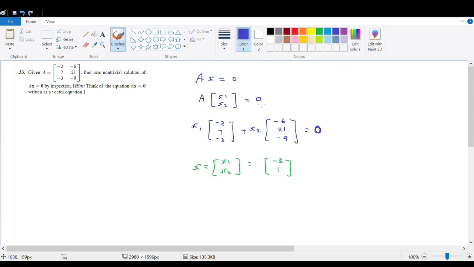So this equation is true. If we take x equal to minus 3, 1, we get that this is true. Also, you can take another x. For example, if you swap these, for example 3, minus 1, you will also get the same answer, which gives you 0, 0. You can choose infinitely many solutions that satisfy this product, or that give you a non-trivial solution.